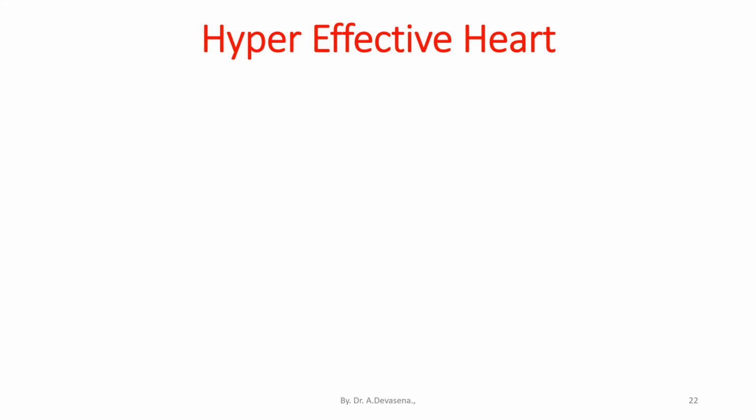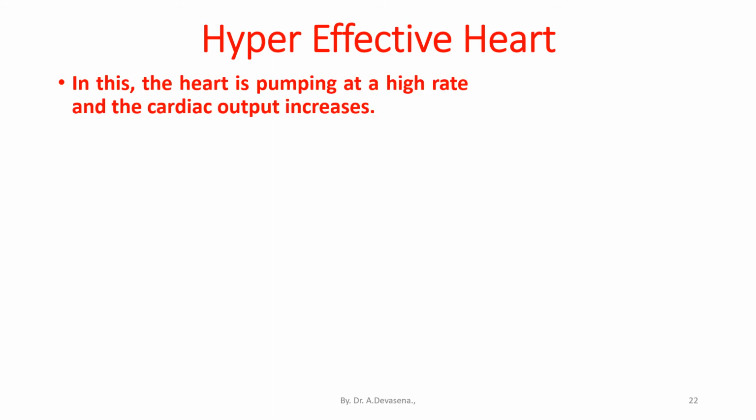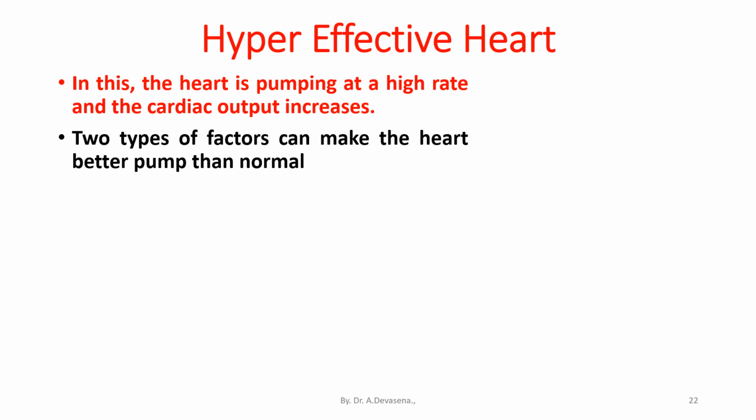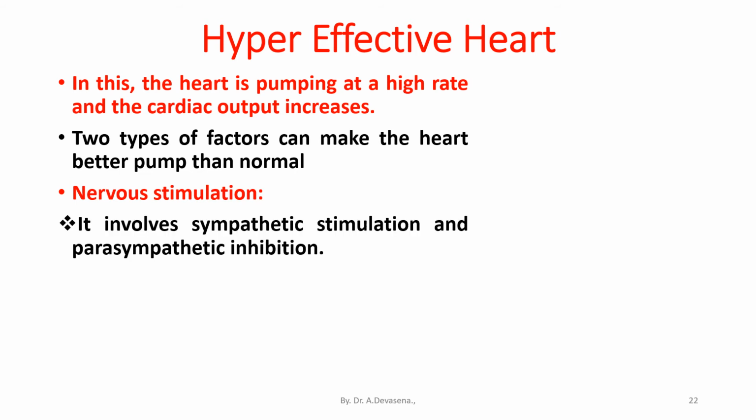Hypereffective heart. In this, the heart is pumping at a high rate and the cardiac output increases. Two types of factors can make the heart pump better than normal. One is nervous stimulation. It involves sympathetic stimulation and parasympathetic inhibition.